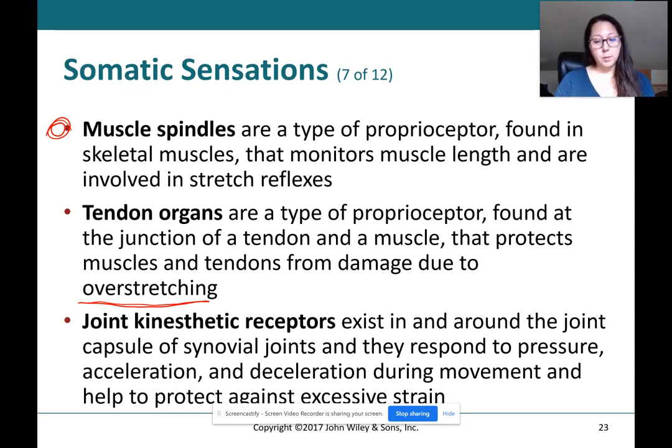Joint kinesthetic receptors exist in and around the joint capsule of synovial joints, and they respond to any type of change that the joint is experiencing. So it helps to coordinate all of the tissues around the joint to keep them safe and prevent excessive strain.